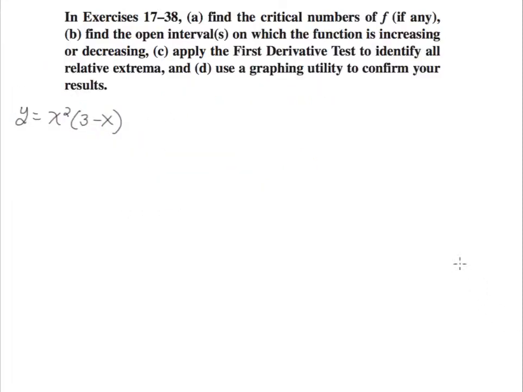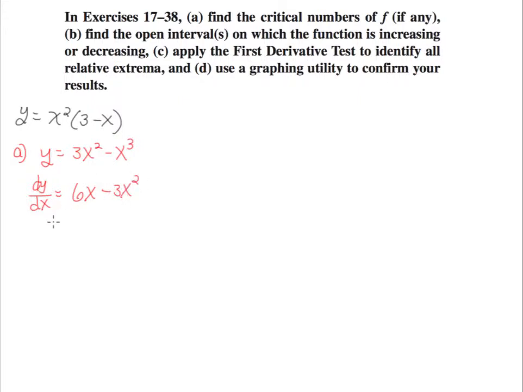In example 2, it's a 4-part question. I'm going to first start with part A, where we find the critical numbers of f, if they exist. So remember, critical numbers exist when the derivative is equal to 0. So I'm going to have to find the derivative of this function. But before I do that, let's get rid of the parentheses by distributing the x squared, so it's just easier to find our derivative. And using our power rule, we figure out our derivative is 6x minus 3x squared.